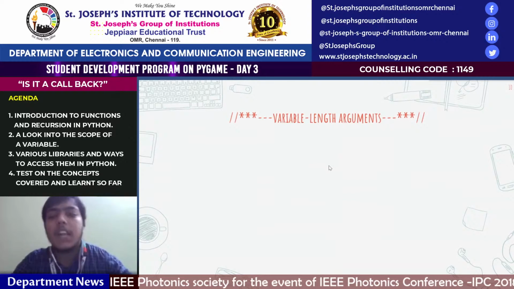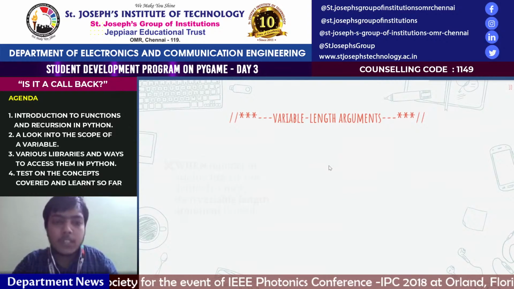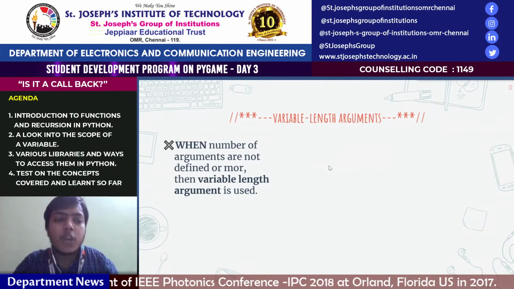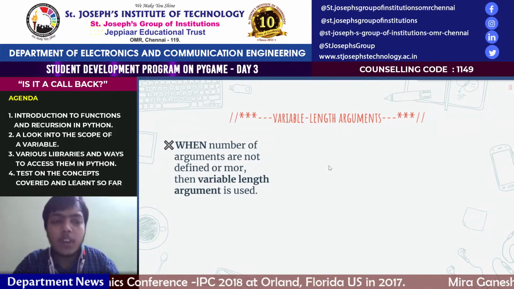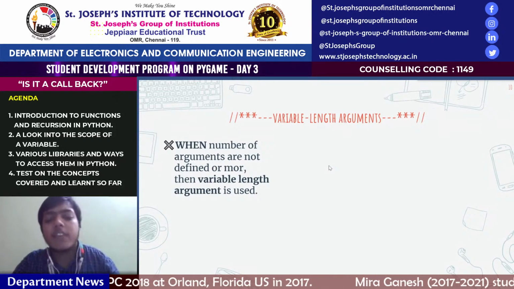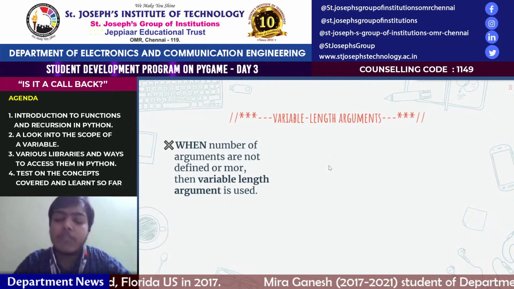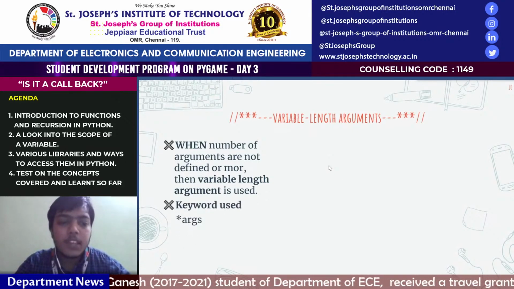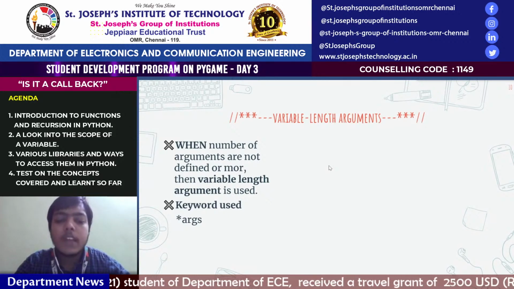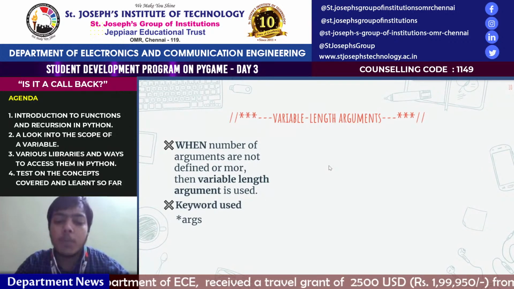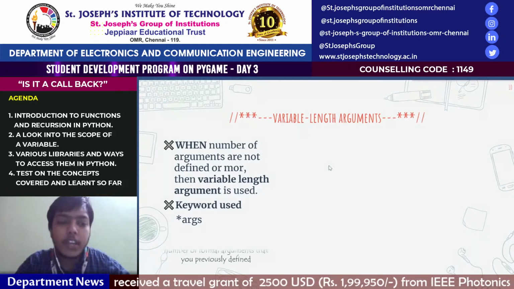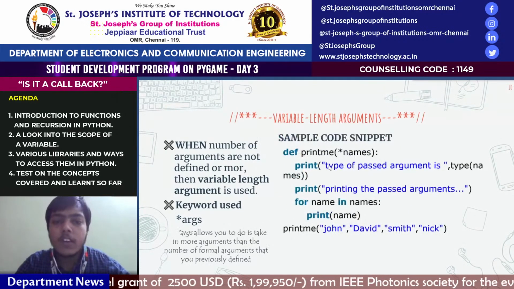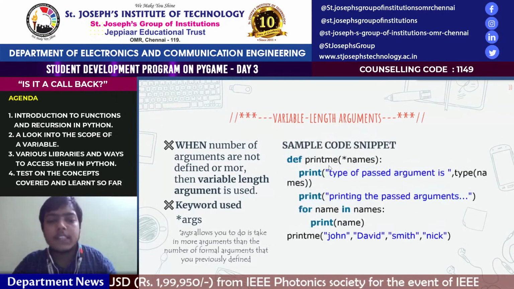Now let us see what is a variable length argument or arbitrary arguments. When the number of arguments is not defined or is more, then variable length argument is used. If you do not know how many arguments will be passed into your function, add a star before the parameter in the function definition. This way the function will receive a tuple of arguments and can access the items accordingly. Let us see the example.